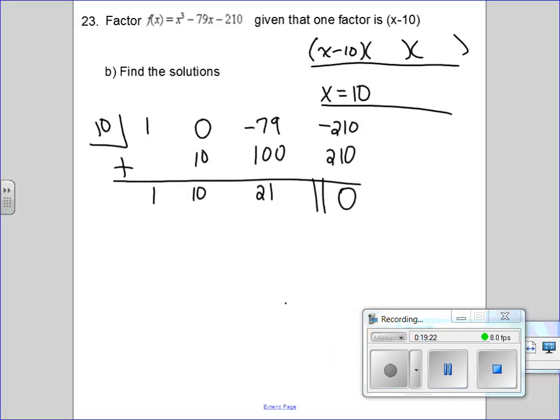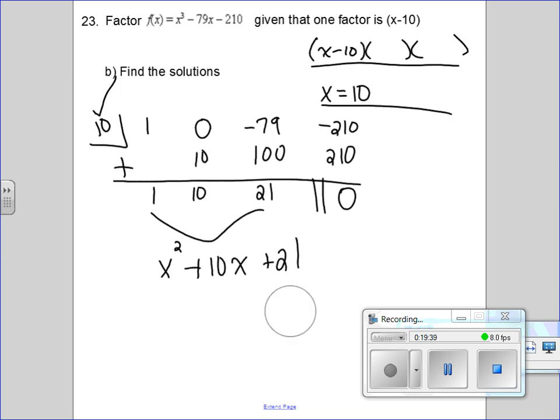When you get a 0 here, what does it mean? That -10 is the solution? It means that positive 10 is the solution. So it's been confirmed. Now these 3 we're going to rewrite as a polynomial. What would it look like? X squared + 10x + 21.